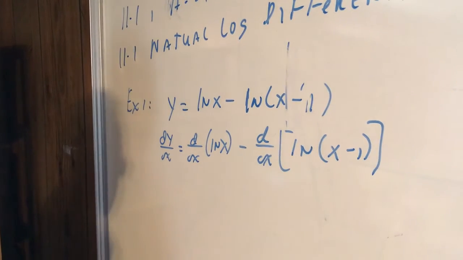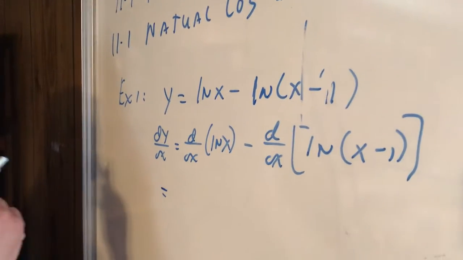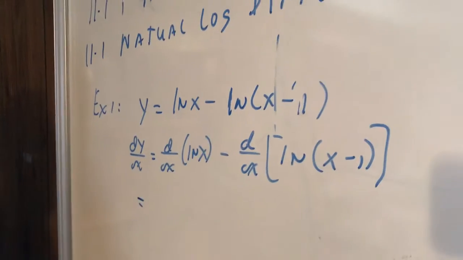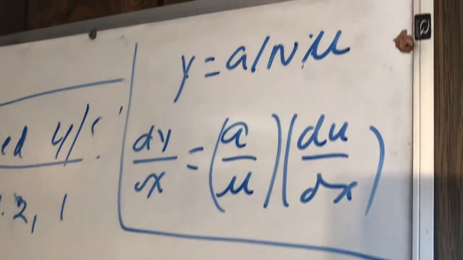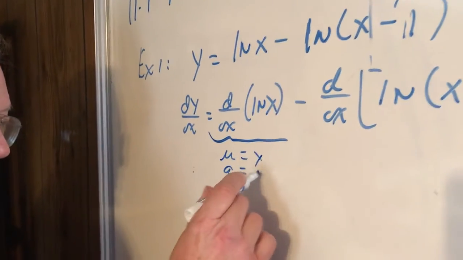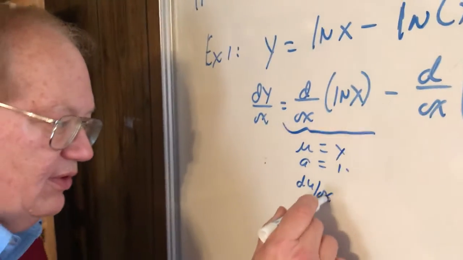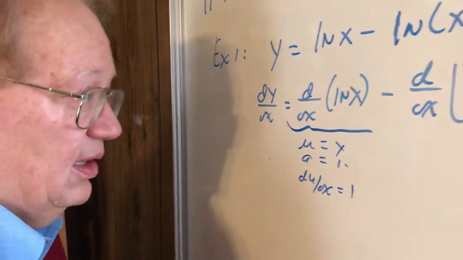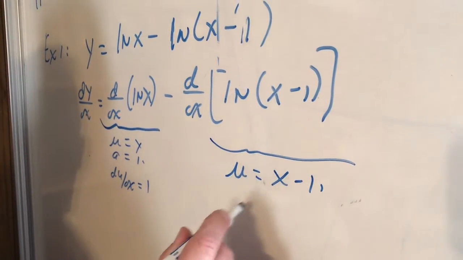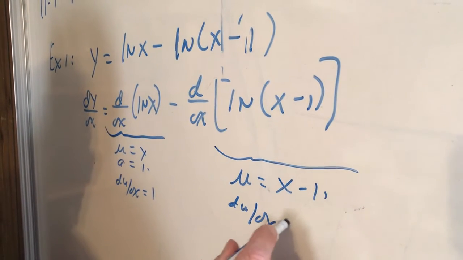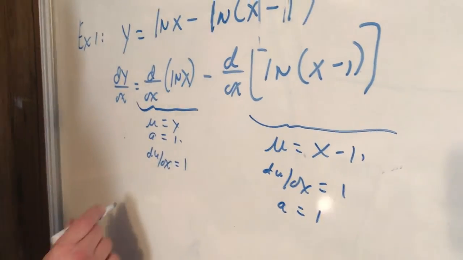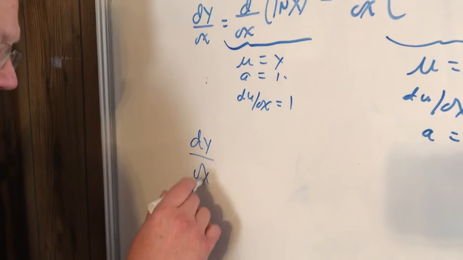This could be better. So here we're going to have the derivative of log x. Here u is x. So if you look at this term, you're going to see u equals x, a equals 1, du dx equals 1. If you look at this one over here, u equals x minus 1, du dx is 1, and a is 1. So let's substitute both of these in our log rule right up there at the corner of the board.